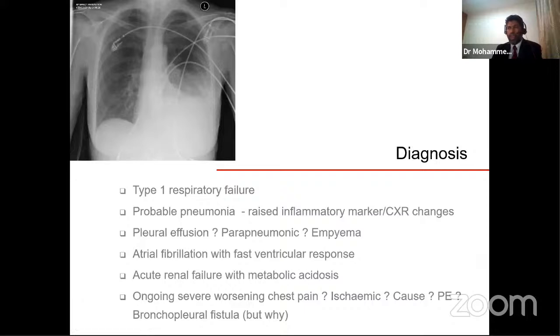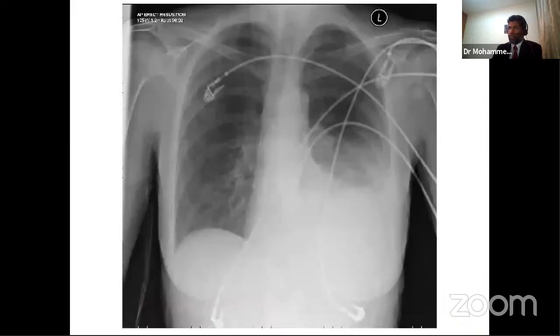But one question remained: the patient was symptomatic with worsening, persistent chest pain, and that raised a list of other probable causes, including acute MI, because we know that multiple pathologies can coexist. There was also a possibility of a PE. This patient went on to have a CT scan, and we were looking at every possible cause. In the meanwhile, we went back and had a look at the chest X-ray.